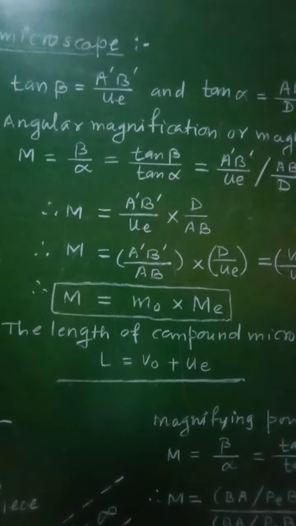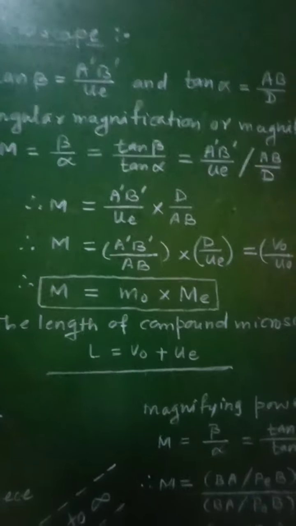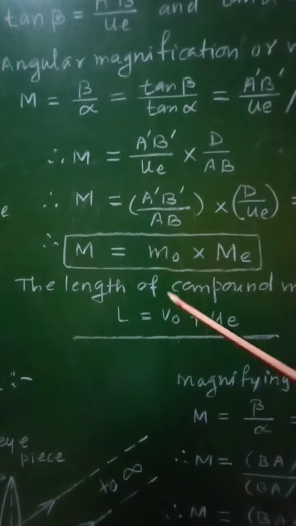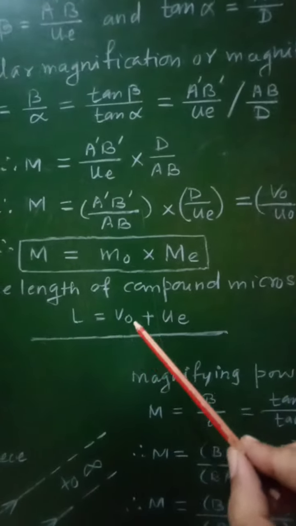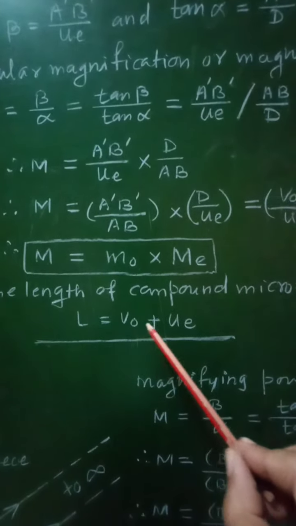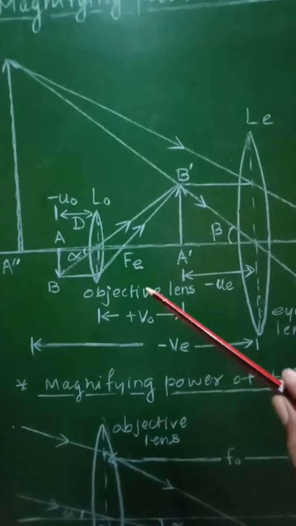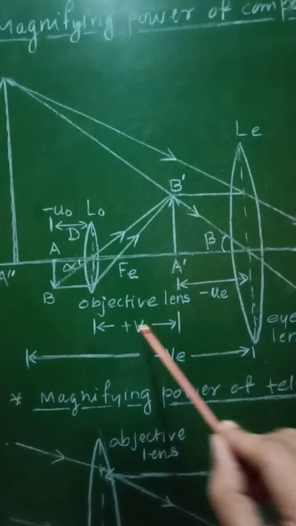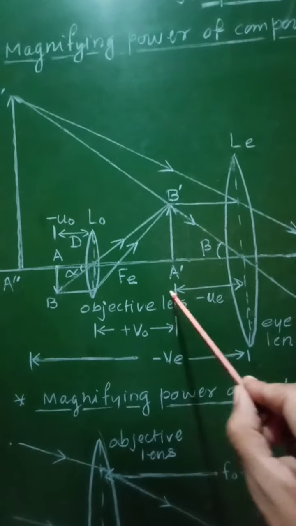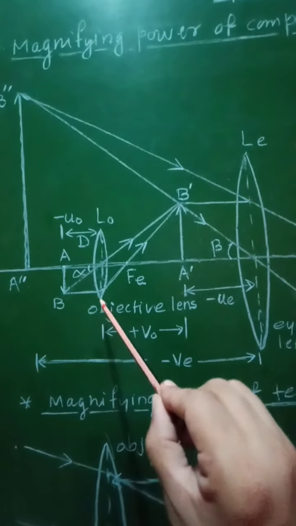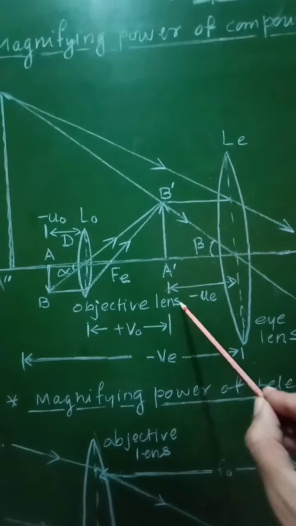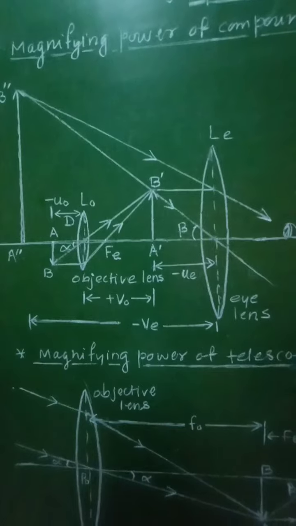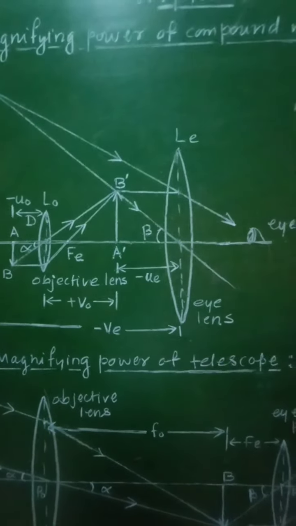Now if you consider the length of the compound microscope, then the length will be given as L equal to phi O plus UE. So the length of this compound microscope will be equal to this phi O plus this UE, that is the distance between the objective lens and the eye lens, that will give us the total length of the compound microscope.